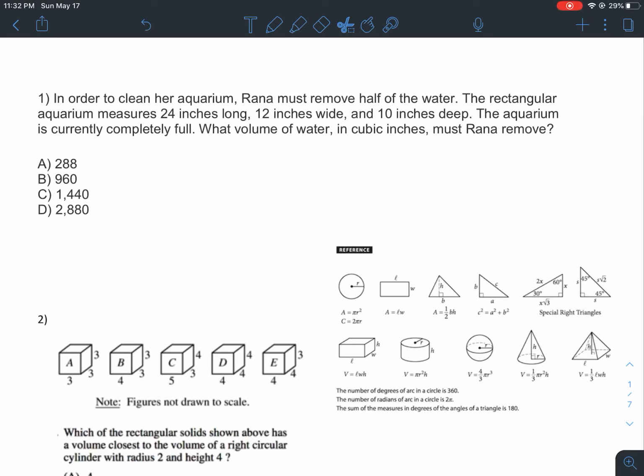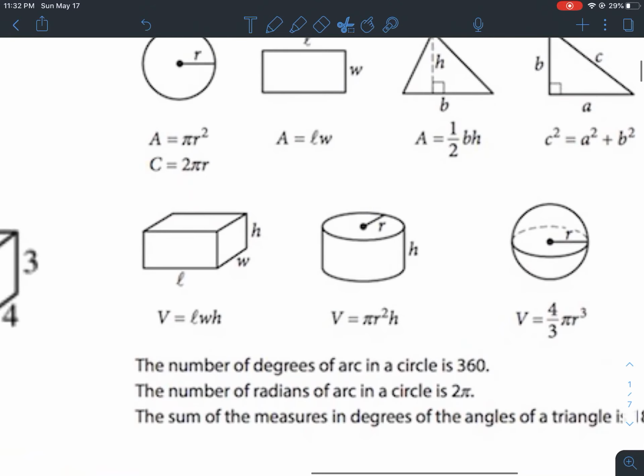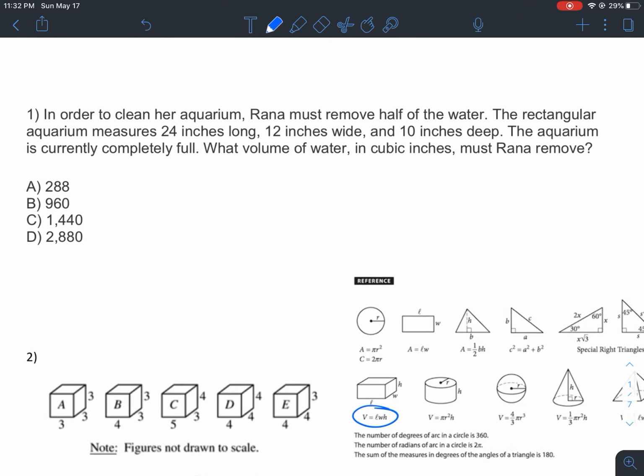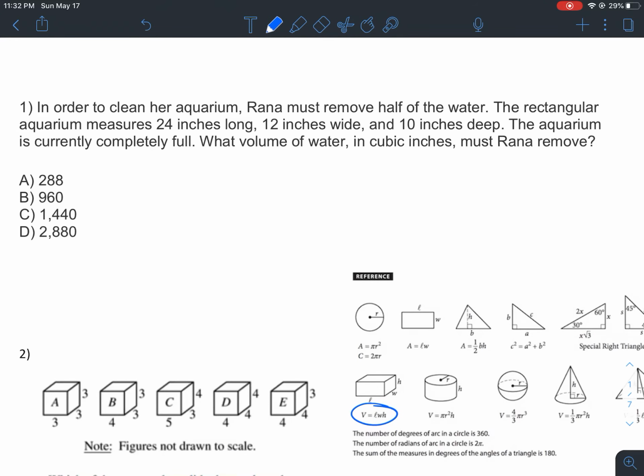So first, let's go ahead and find out how much water is actually in the aquarium. As mentioned, it's a rectangular aquarium, and we know that aquariums are 3-dimensional. So we're going to have a rectangular prism on our hands here. To find the volume of a rectangular prism, according to our formula sheet, it is length, width, height. And they tell us that it is 24 inches long, 12 inches wide, and 10 inches deep. So we can go ahead and plug that in.